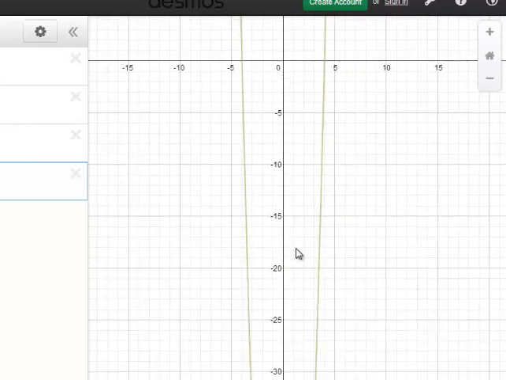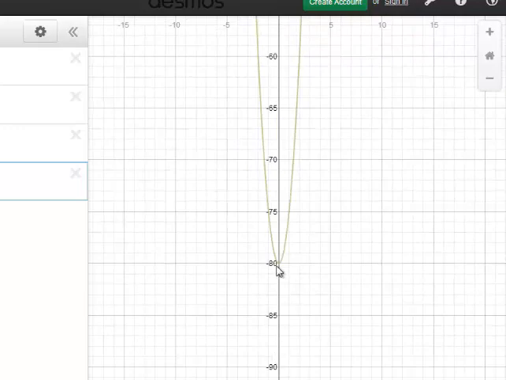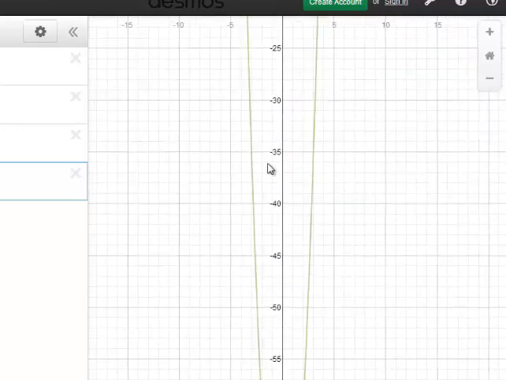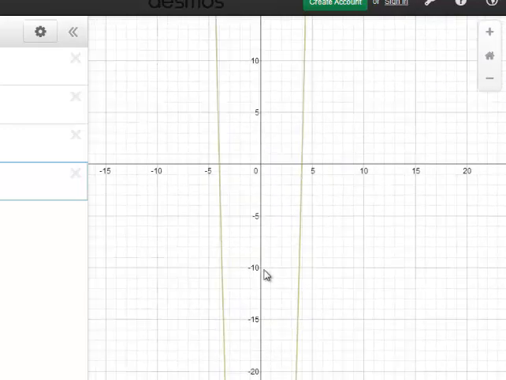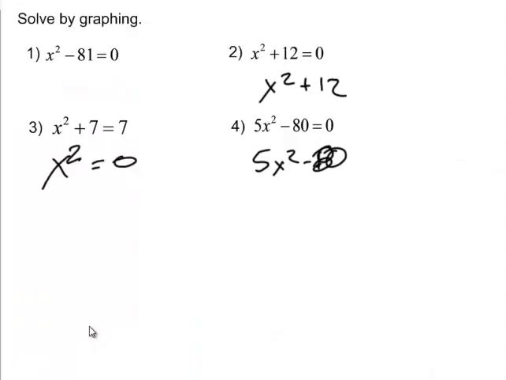The vertex is all the way down here, at negative 80, I apologize, and we can see it opens upwards, so we know this has two real solutions. Again, if we need to find these, we can just click on the x-axis and it'll tell us exactly what they are, which is 4 and negative 4. Okay, so they're solving graphically.